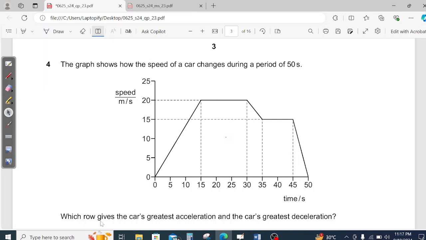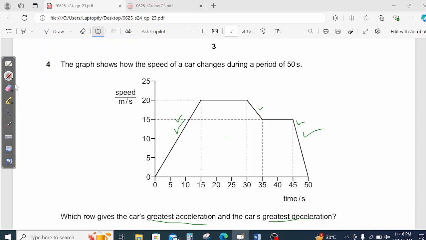Okay, which row gives the car's greatest acceleration and the car's greatest deceleration? So you have to find out the gradient of the curve in which you find that the car is getting more speed, it means the car is accelerating, and the car is decelerating. I will give you the hint here. In this line the car is accelerating more, and this is decelerating, and this is also a decelerating region. So greatest acceleration is this one, and greatest deceleration will be this line.